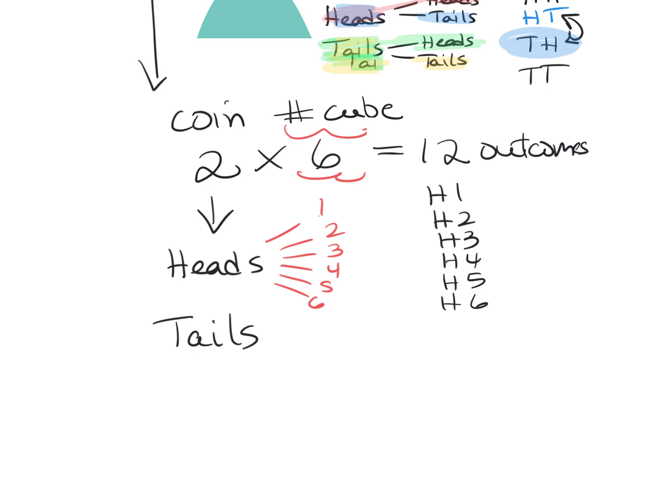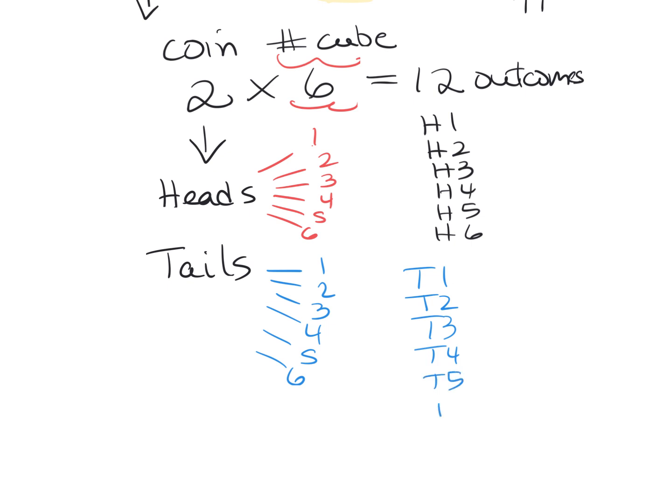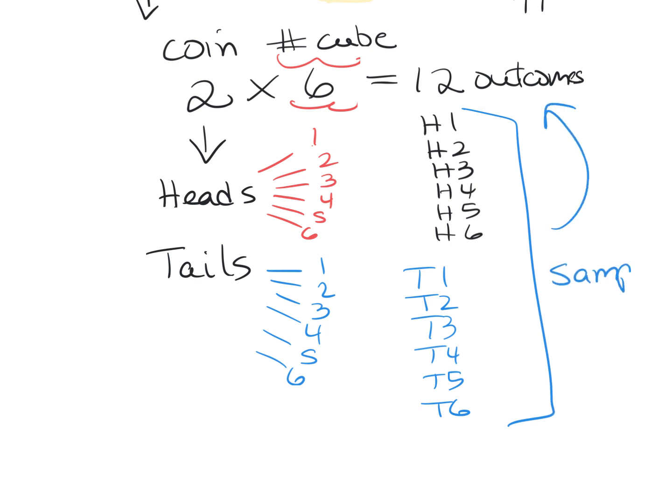Let's say when we flip that coin, instead of landing on the head, it landed on the tail. The same thing is going to happen when we roll that number cube. It could land on a 1, a 2, a 3, a 4, a 5, or a 6. So it could be a tail with a 1, 2, 3, 4, 5, and 6. Notice there are a total of 12 outcomes, and this is my sample space.